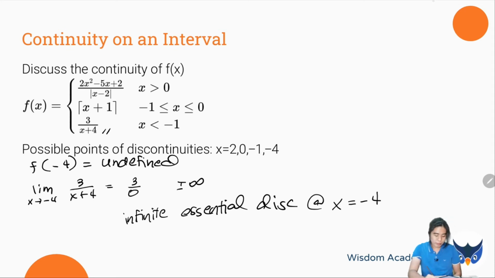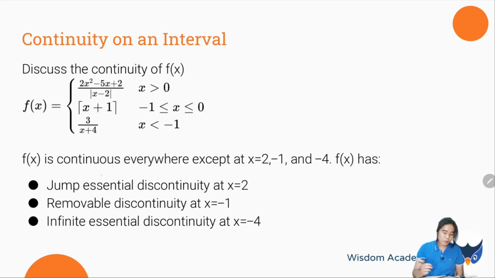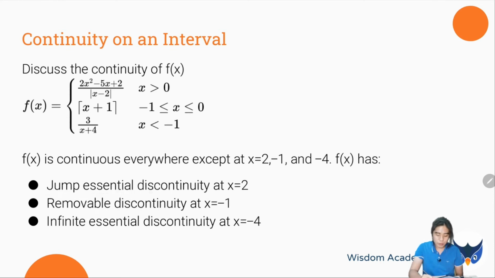Okay? Ayan. So, if we continue checking yung limit niya from the right and from the left, we will get positive infinity and negative infinity. Pero tama pa rin na infinite essential discontinuity siya. Ayan. So in conclusion, f of x is continuous everywhere. So, kasama yung 0 sa pagiging continuous niya, except at 2, negative 1, and negative 4. Because f of x has a jump essential discontinuity at x equals 2, removable discontinuity at x equals to negative 1, and infinite essential discontinuity at x equals to negative 4. So, yun ang discontinuity ng f of x.